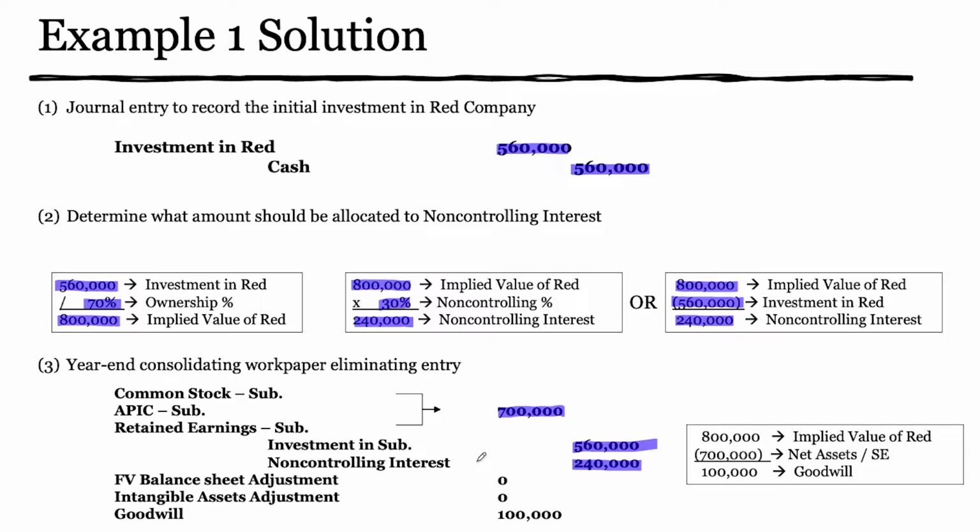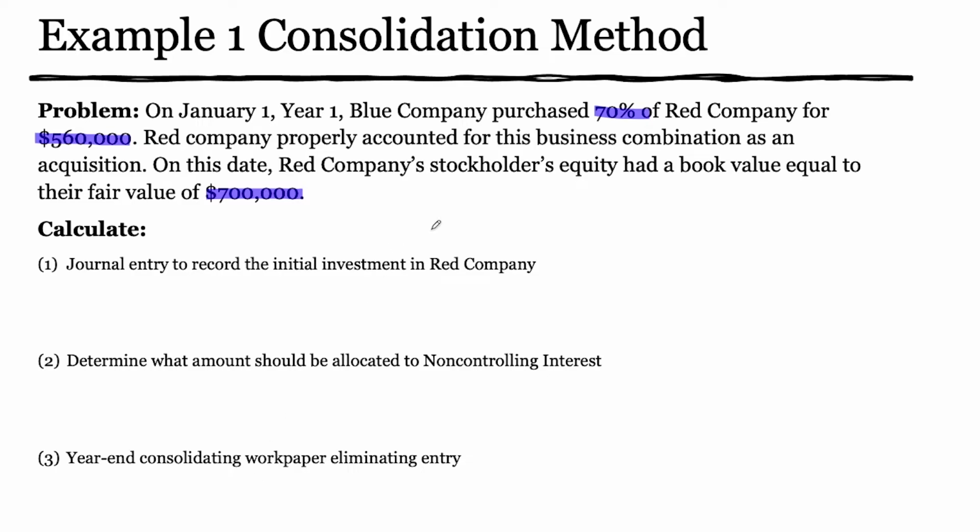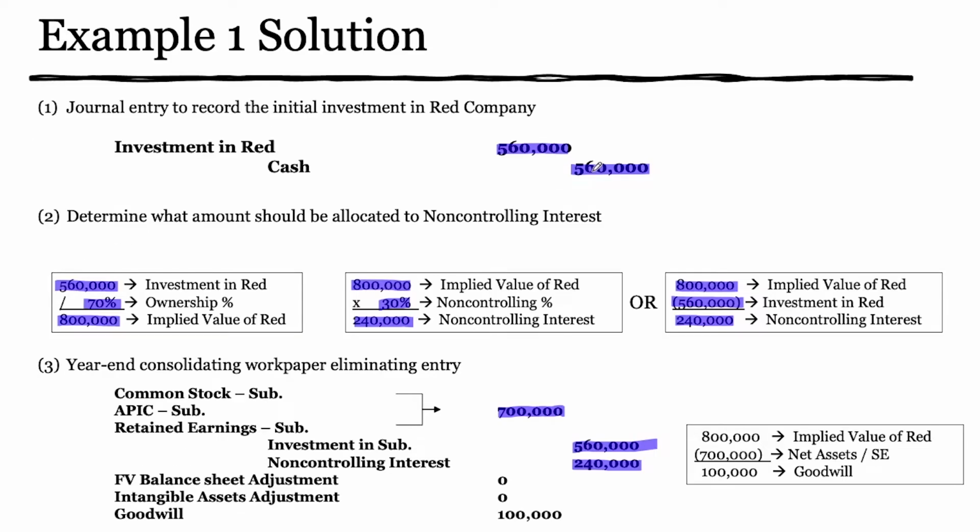And finally, we know we're going to want to debit out any fair value balance sheet adjustments or any intangible asset adjustments. However, in the problem, it gives us that Red Company stockholders' equity had a book value equal to their fair value. So when these numbers are equal, you're not going to need any adjustments. So you can put 0 for both those accounts.